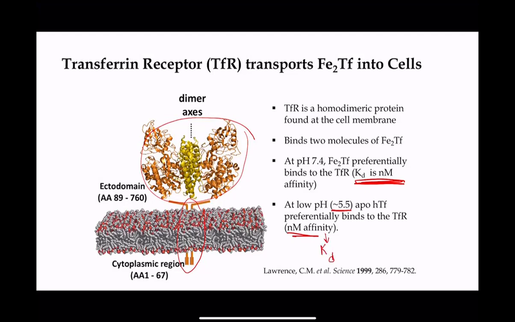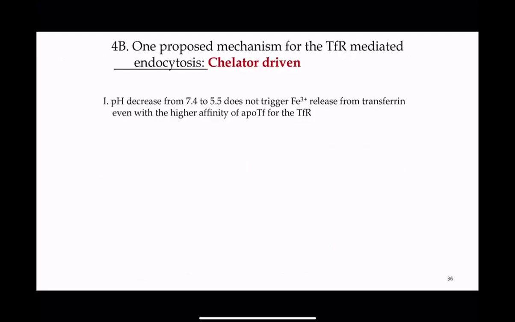All right, so let's look at two proposed mechanisms, because this is something that people still have some debates about, this process of how transferrin receptor mediates the endocytosis. So the key players all remain important. It's not as if key players switch out depending on which method. But here we're going to look at how a chelator can play a really important role.